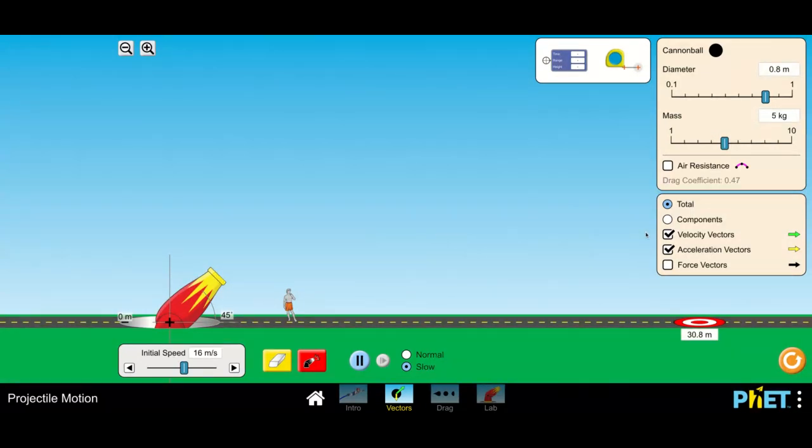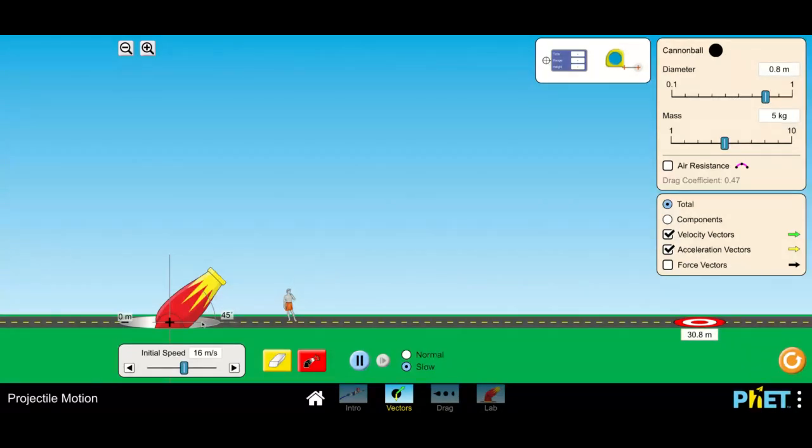Okay, so this is the projectile motion simulation. Okay, and this is a lot of fun. There's lots of things you can adjust here. You can change the size and mass of the cannonball. We're not going to worry about that ourselves. You can turn on air resistance. We will not do that today, at least. You can draw the velocity and the acceleration vectors, which can be quite useful. And you can also draw a force vector, which we're not going to worry about right now.